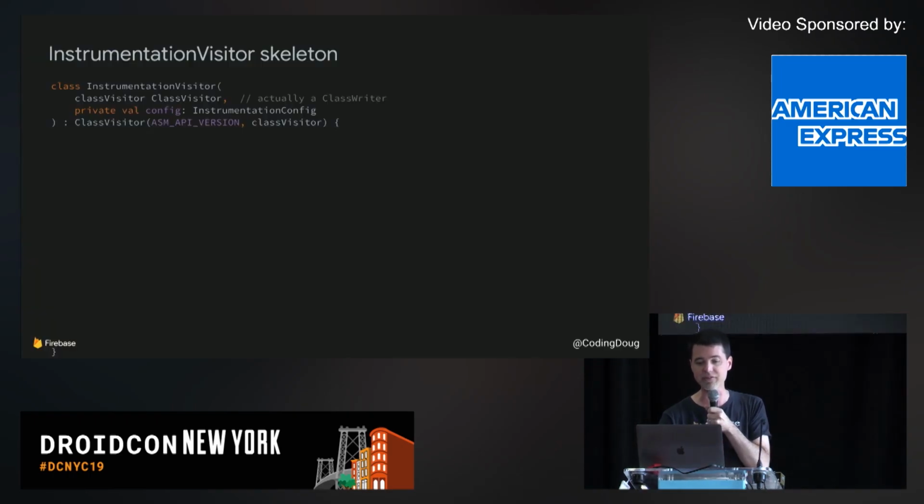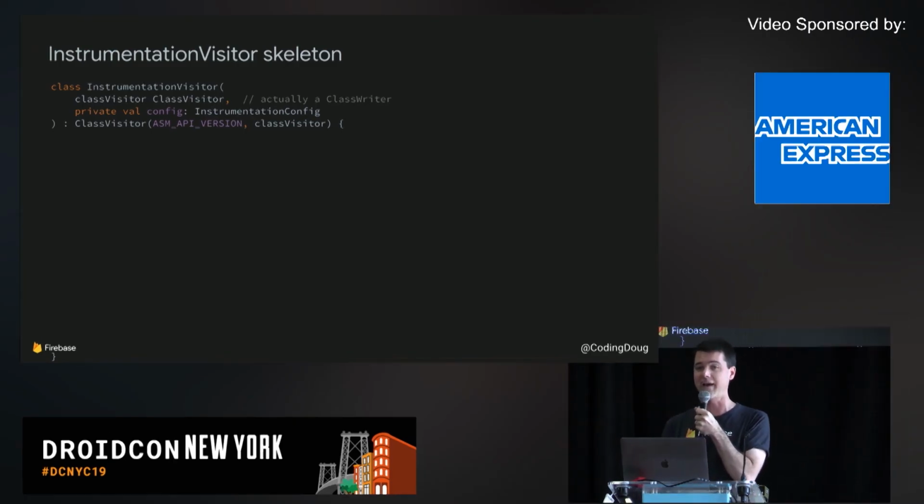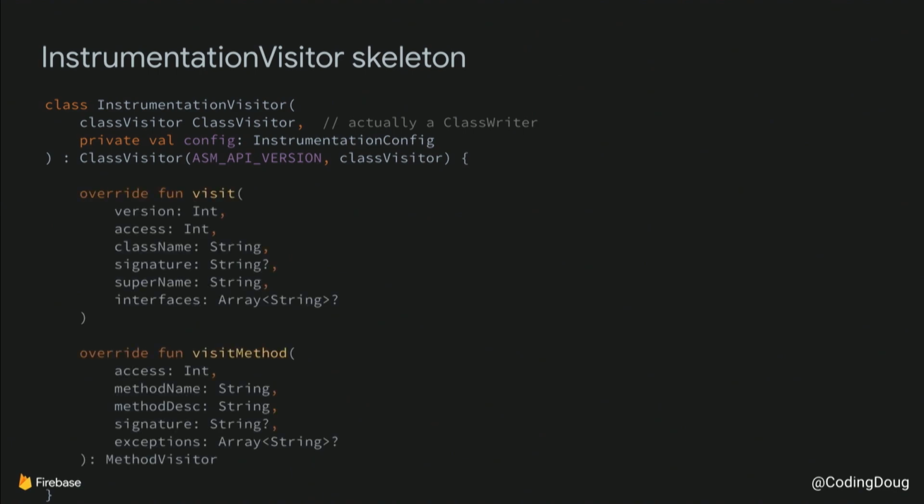So the instrumentation visitor itself looks like this. Notice that it subclasses ClassVisitor, but it takes a ClassVisitor as input. Again, this is decorating, so I'm decorating the ClassVisitor that's passed as an argument, and I am myself a ClassVisitor. And there are some configuration files that determine how it works. Because this is a ClassVisitor, I can override interesting methods on it. So my visit method will get called when the class is first started. I'll know things like the version of the class file, access flags, the class name, signature, and so on.